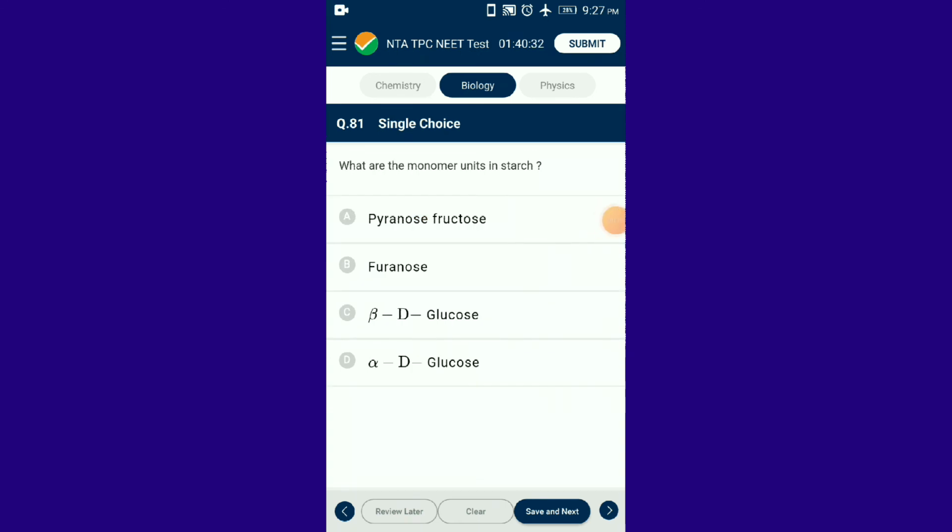Question number 81. What are the monomer units in starch? The monomer unit in starch is alpha D glucose. Starch is the most important polysaccharide in plants. Starch is a storage polysaccharide with a repeating unit of D-glucose, hence called a homopolysaccharide.